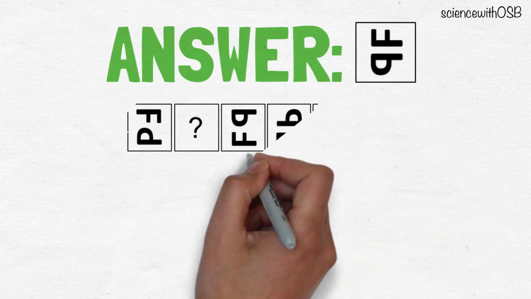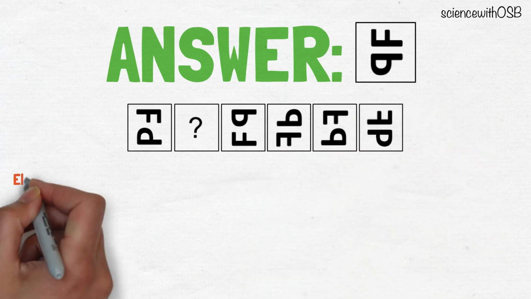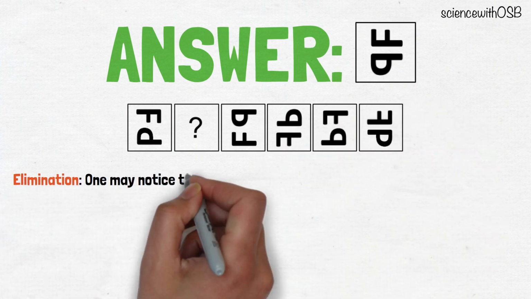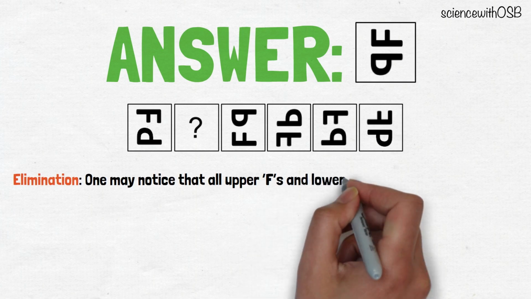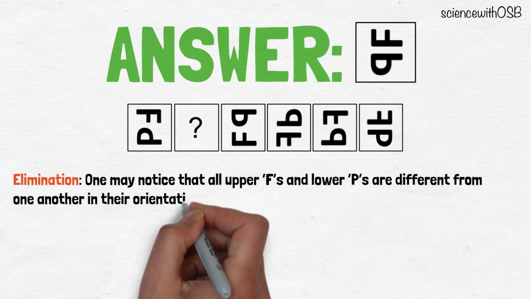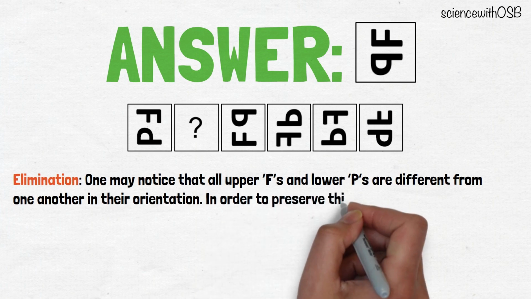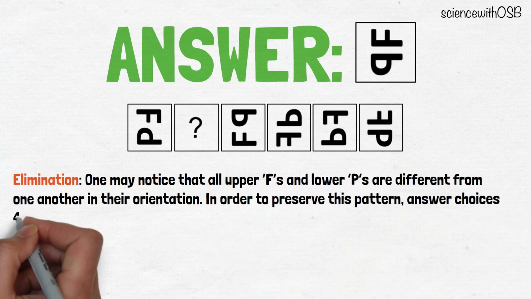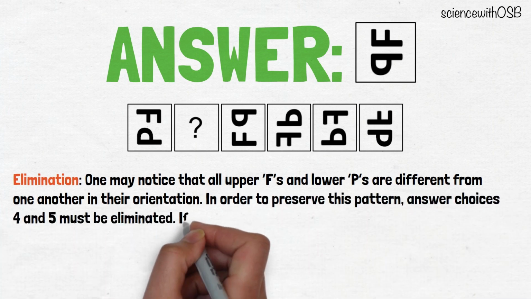To crack this question, you have to use the method of elimination. One may notice that all upper F's and lower P's are different from one another in their orientation. In order to preserve this pattern, answer choices 4 and 5 must be eliminated.